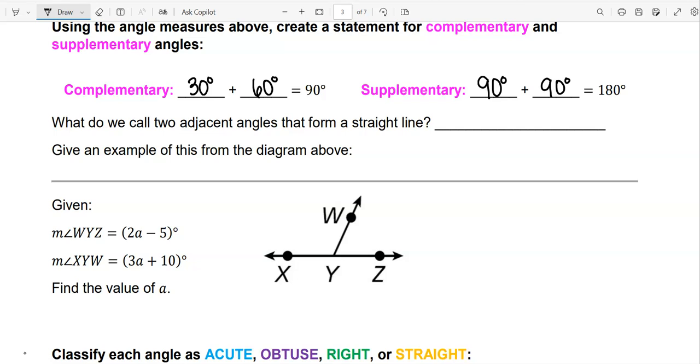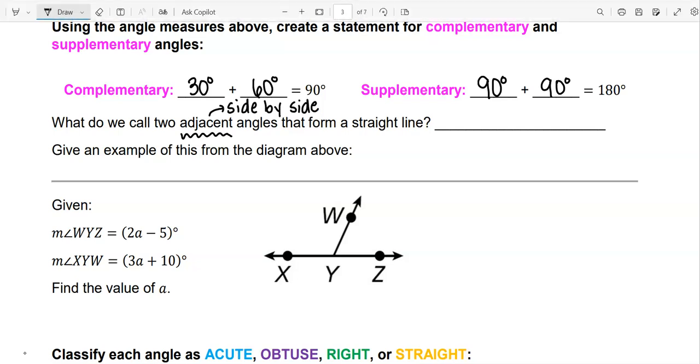The next question is asking, what do we call 2 adjacent angles that form a straight line? Adjacent we haven't talked about yet. What does adjacent mean? Okay, I like that last statement. So let's use an example. Isaac, raise your hand. Awesome, there's Isaac. Cooper, raise your hand. There's Cooper. Isaac and Cooper are adjacent. What's adjacent? Beside each other. So adjacent, we can say beside each other, we can say side by side.